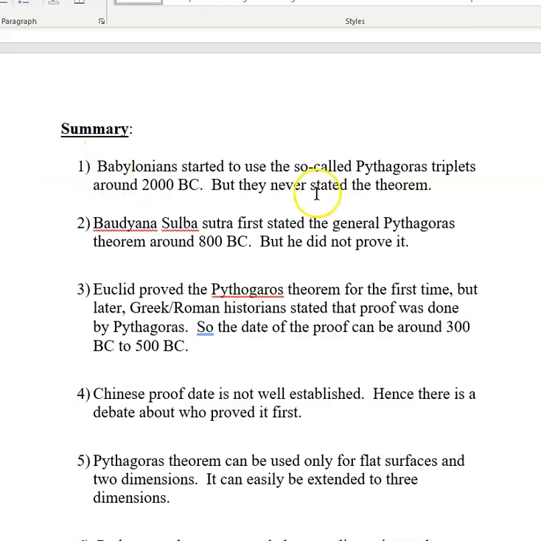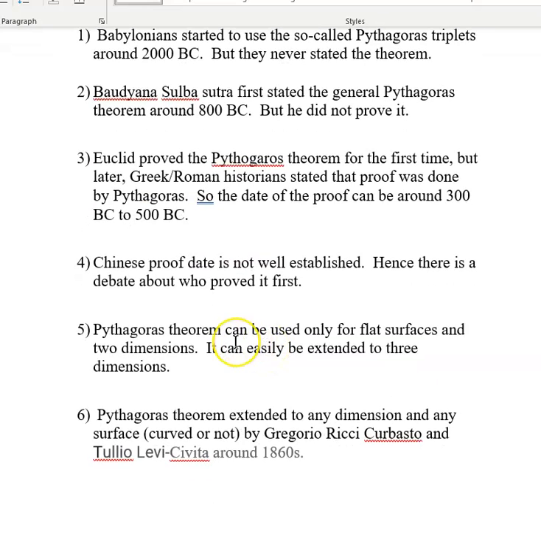So the summary. Babylonians started to use the so-called Pythagoras theorem triplets around 2000 BC, but they never stated the theorem. Baudhayana Sulba Sutra first stated the general Pythagoras theorem around 800 BC, 700 BC, whatever. But he never proved it. Euclid proved the Pythagoras theorem. So did the Chinese. But which one is older?